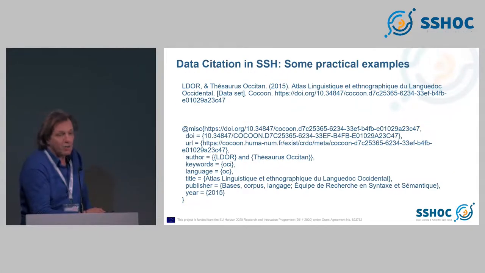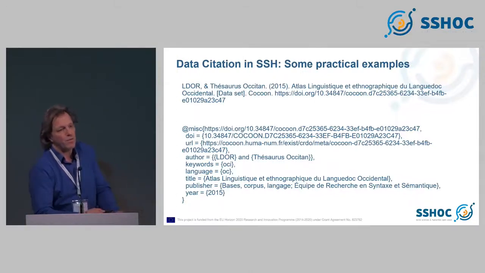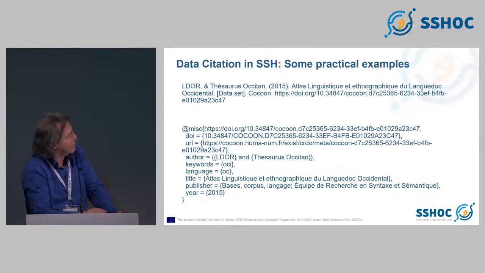So I just show you two examples of data citation. The first one is a very traditional one that you can find in an article. The second one is more structured, but you see this is the same information. So for humans, maybe the first one is better. For machines, the second one should be better. But it depends, because this is what I'm going to show. It depends on what you put inside your structuration, how you structure.